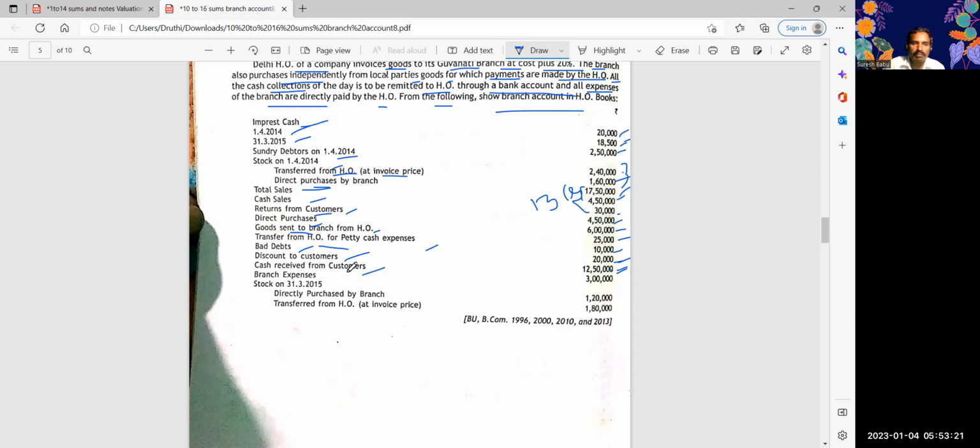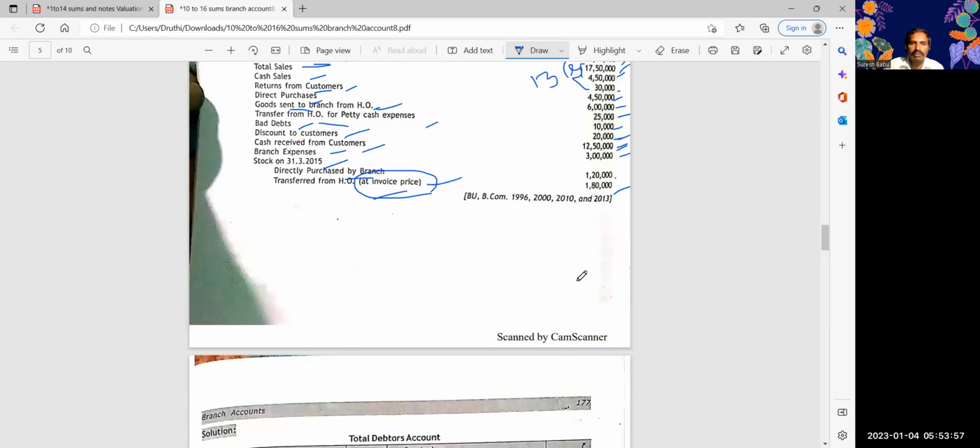Debtors account. Branch expenses, 3 lakhs, debited to the branch account. Closing stock is given, that is directly purchased by the branch, 1,20,000, and transferred at invoice price, 1,80,000. So you have to find out this profit only when the goods are sent from head office to branch. One is closing stock, another is opening stock, right? And another is goods sent to branch, these 3 items.